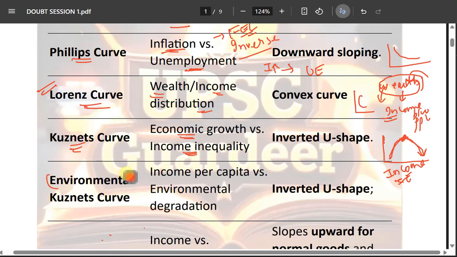In terms of environment, he said income per capita versus environmental degradation. At one point the environmental degradation will increase as the income increases, but then it starts to decrease as there is technological improvement. This was said by Kuznets in terms of environment, and in terms of economic growth and income inequality.